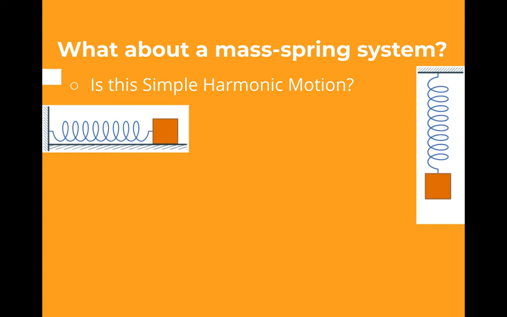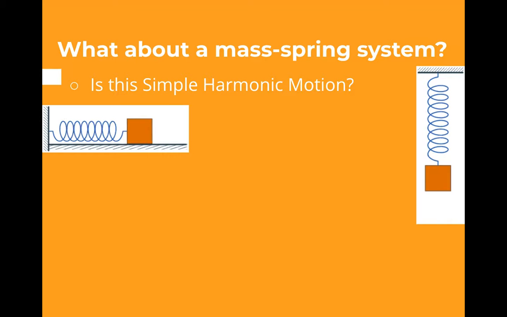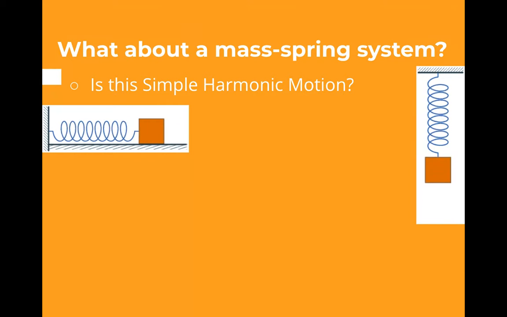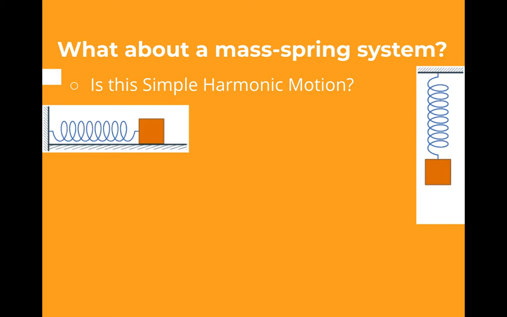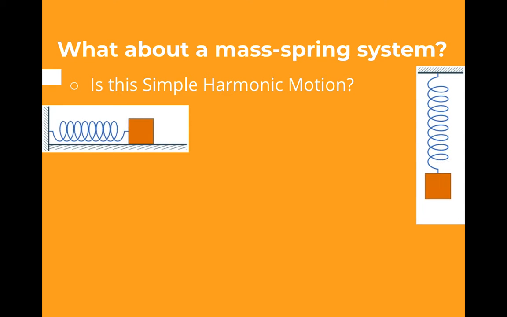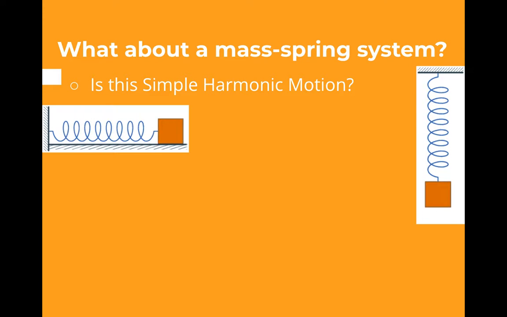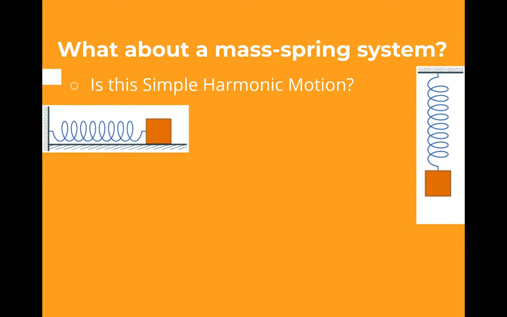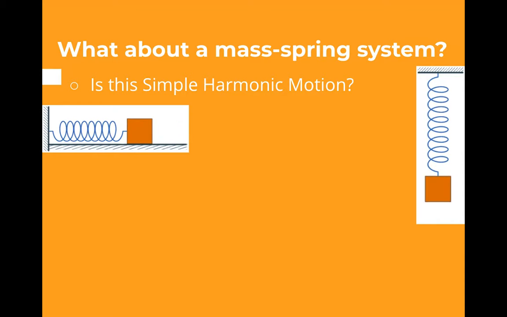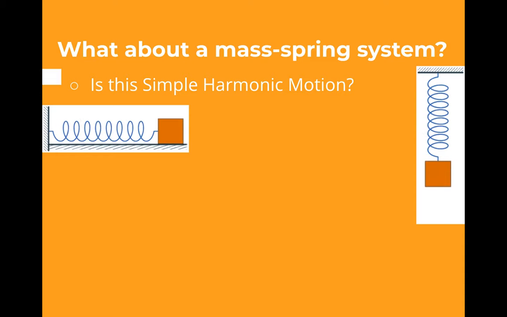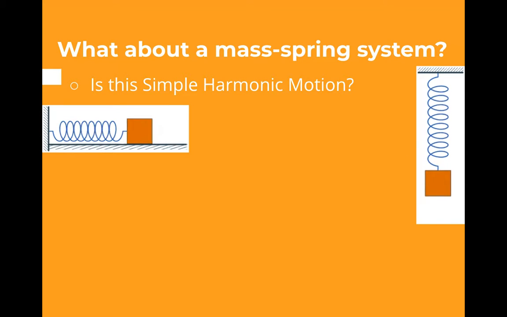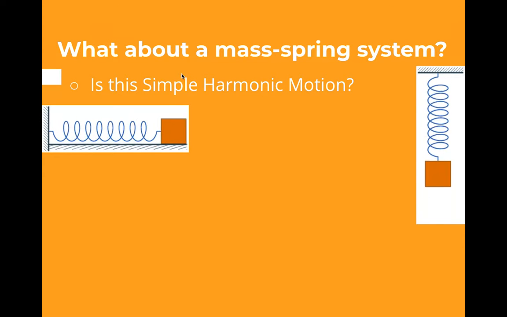If we take a look at our vertical spring mass system on the right, it's moving up and down about a position in which it both begins its motion and ends its motion. If we take a look at the spring mass system on the left, the horizontal spring mass system, when the mass is pulled to the right and released, it's going to move back and forth about some equilibrium position.